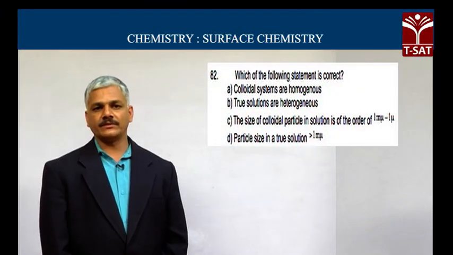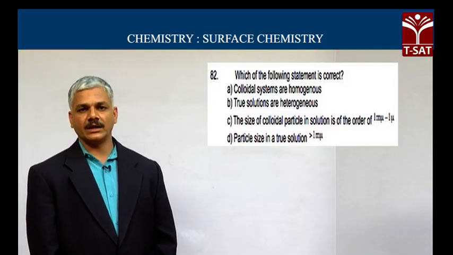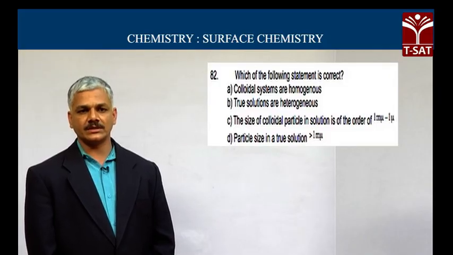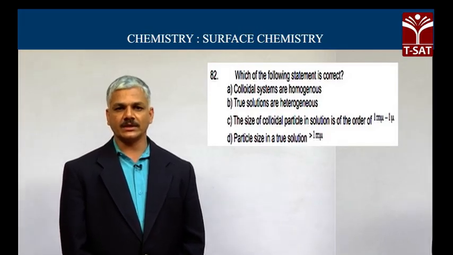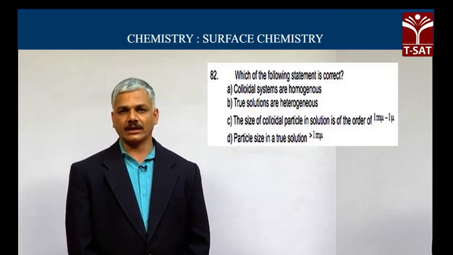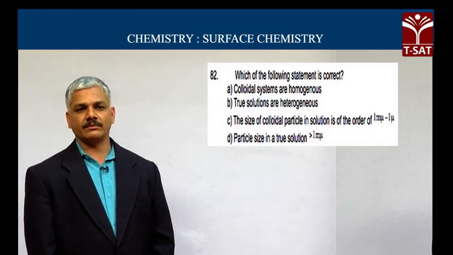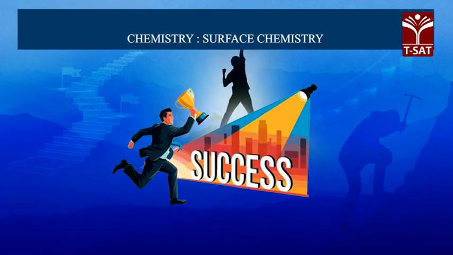82. Which of the following statement is correct? Given options are colloidal systems are homogeneous, true solutions are heterogeneous, the size of colloidal particle in solution is of the order of 1 millimicron to 1 micron, particle size in a true solution is greater than 1 millimicron. Correct option is C.